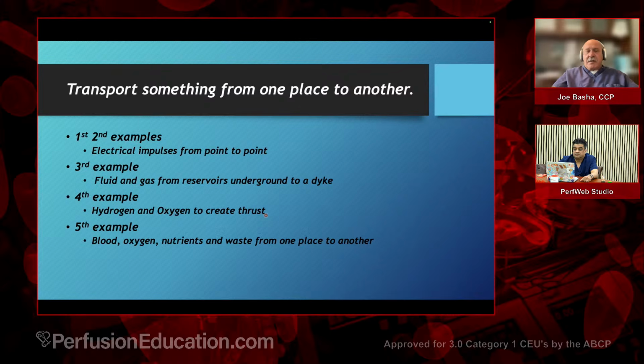And the fifth example, obviously, was the cardiovascular system. And so basically a circuit is nothing more than something that is taking something from one place and getting it to another place and vice versa. So a circuit is a circuit. It doesn't matter what kind of circuit it is. And there are things that influence how that works.